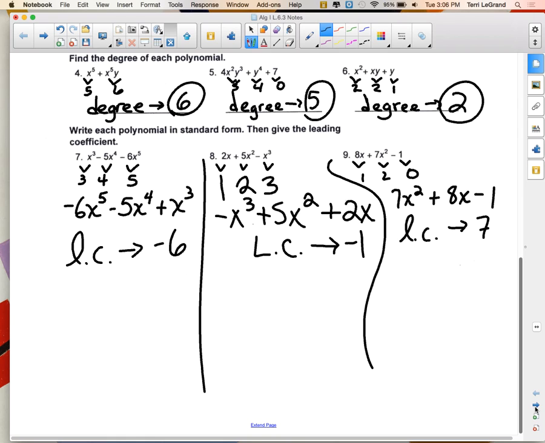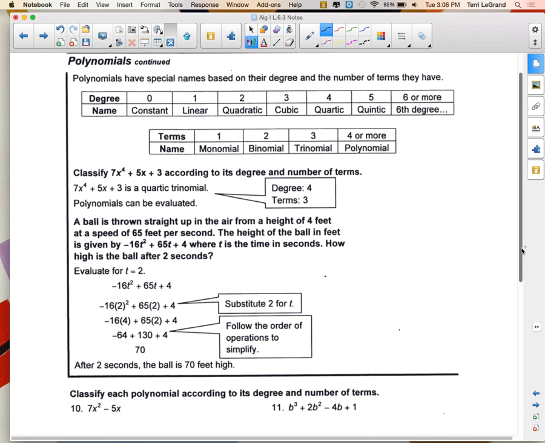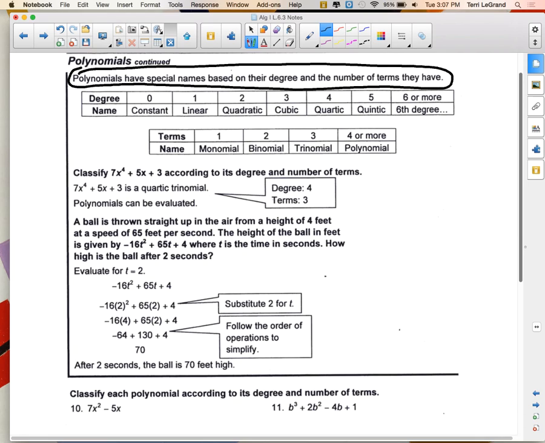Okay, let's go to the back side. Because it was important for us to learn how to do this so that we could know how to classify polynomials, because that's one of the things in our learning goal. I can classify. So we just got done with the writing in standard form. Now we got to be able to classify them. So polynomials have special names. So this is really important. When I say to you, give me the name of that polynomial, this is how you're going to decide what its name is. You're going to figure out its degree. You're going to figure out how many monomial terms it has. And you're going to give it a first name and a last name, just like you have a first name and a last name.